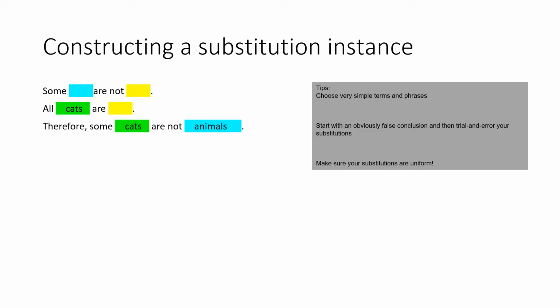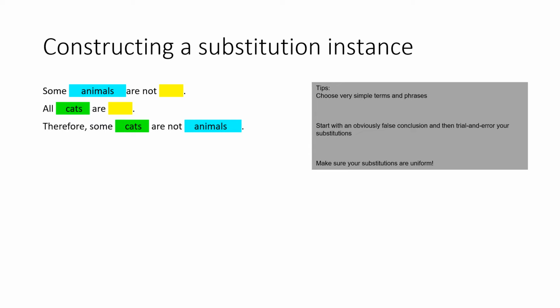Now, in the handout, I recommend starting with an obviously false conclusion and then sort of working your way through trial and error to true premises. The textbook recommends starting with true premises, then working your way to a false conclusion. Do some experimenting, see what the argument's giving you. Here, I do think a false conclusion is very easy. For example, some cats are not animals is clearly false.